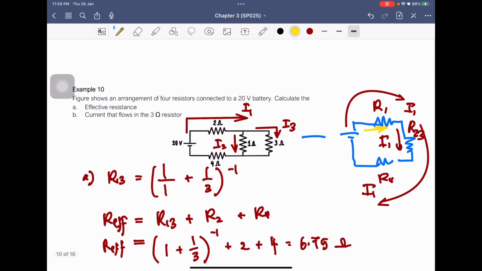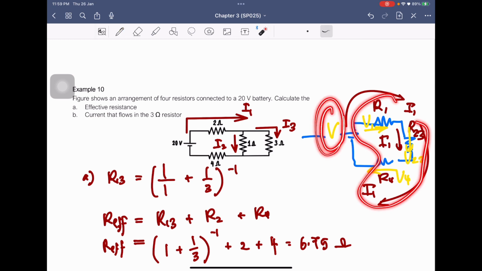Okay? Alright. So now this is the voltage across resistor 1. Voltage across resistor 2 and 3. And voltage across resistor 4. So this is V. So the value of the total of these will be equal to 20 volt.